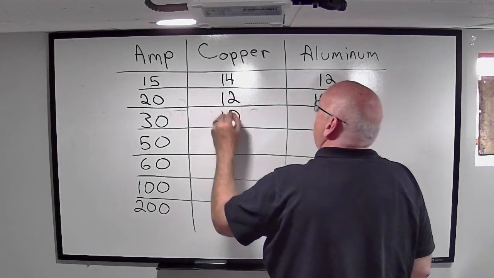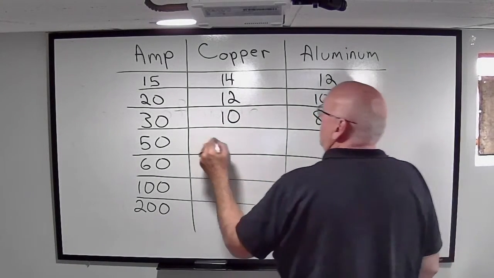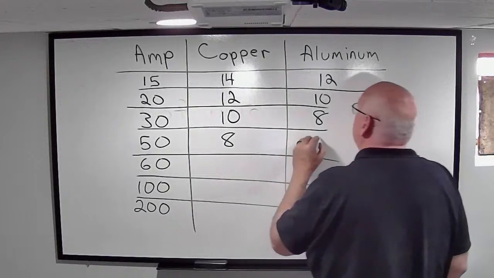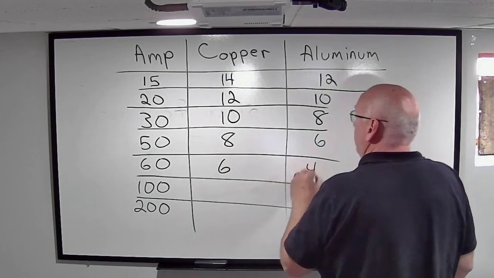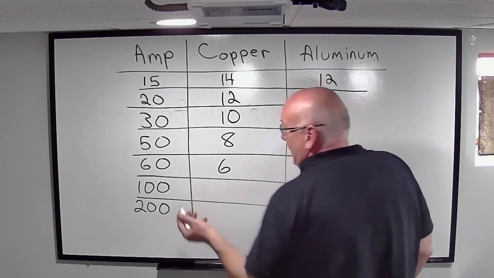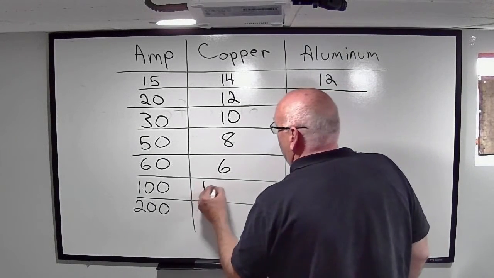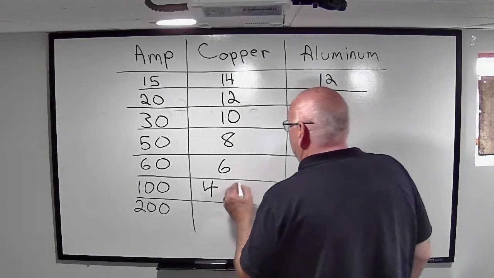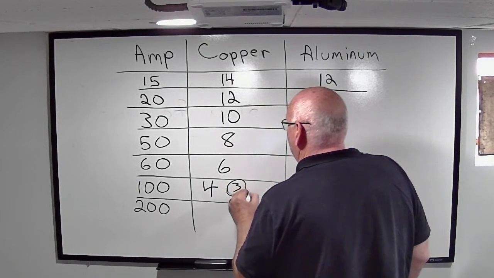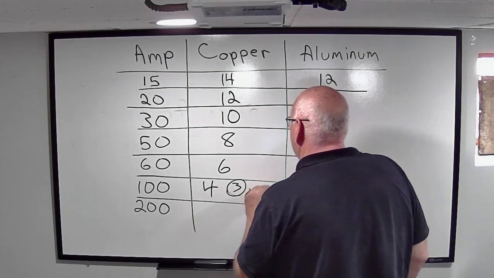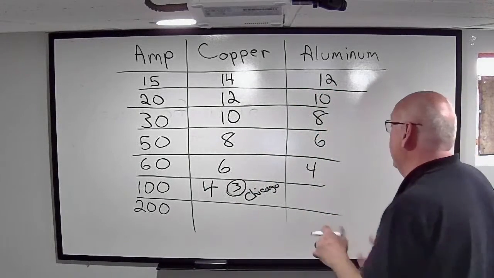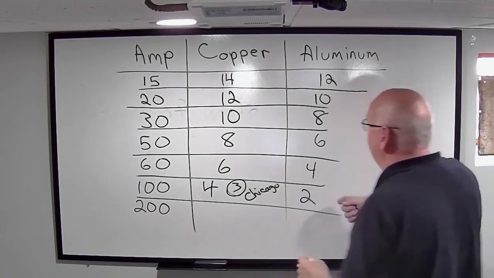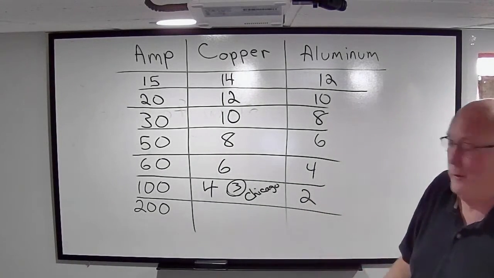30, I'm going to need a 10 or an 8. 50, I'm going to need an 8 or a 6. 60, a 6, then a 4, and then the NEC does say 4 for 100 amps. But I always like people to know number 3 in Chicago. All right. And it's typically a number 3 copper that we're going to run for there. Number 2 aluminum is a very common service drop in our area.